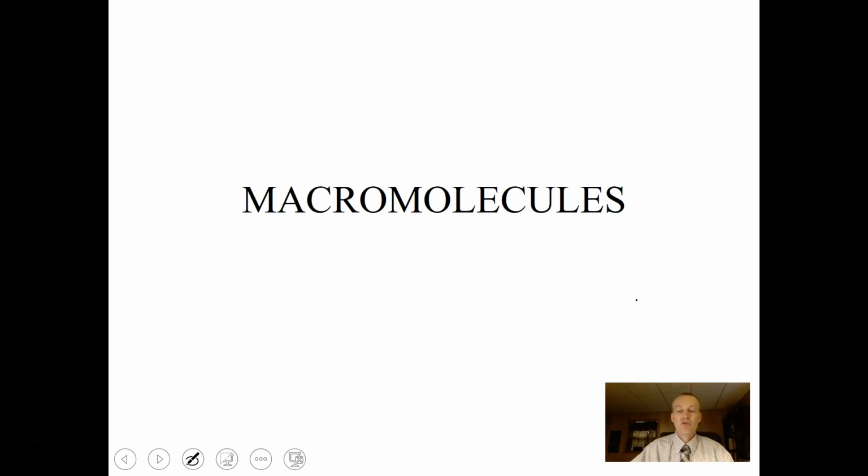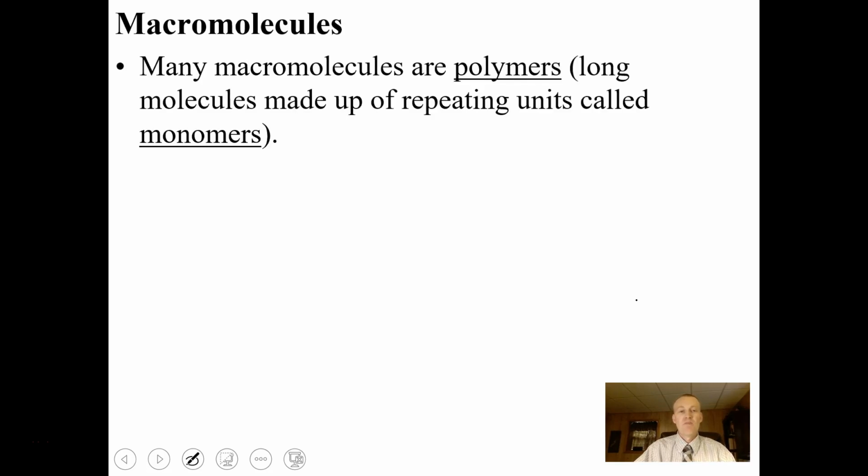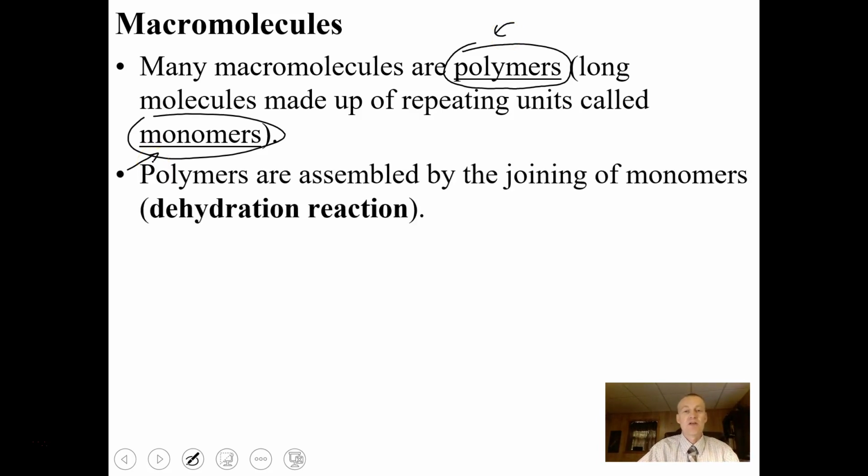And when you build macromolecules, new properties emerge from the union of those atoms. So most macromolecules are polymers, which means they're long molecules made up of repeating units called monomers. Now, if you learn your root words, poly means many, mono means one. So that helps you to see how those things are built.